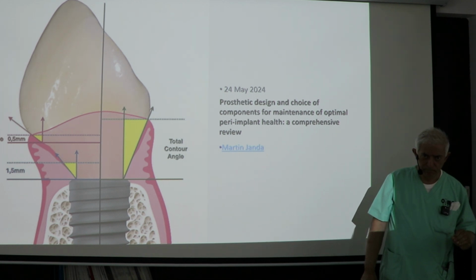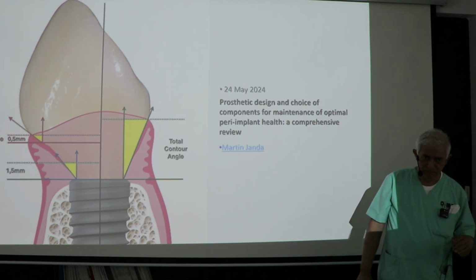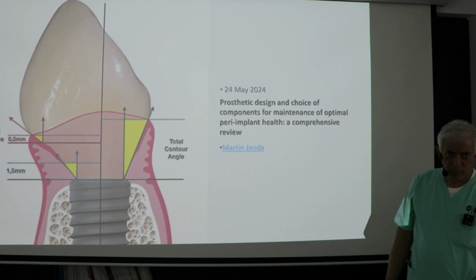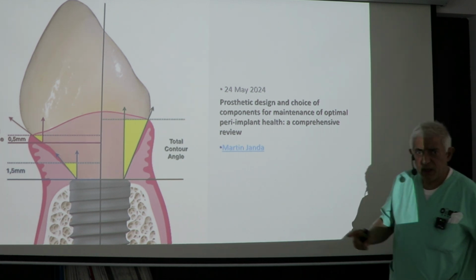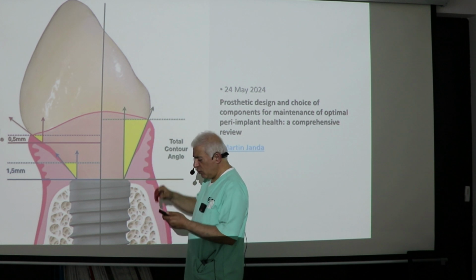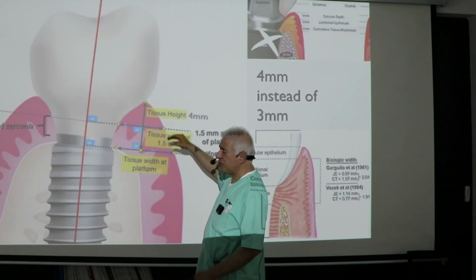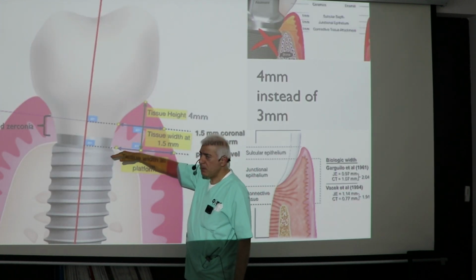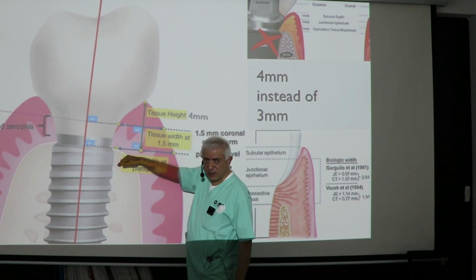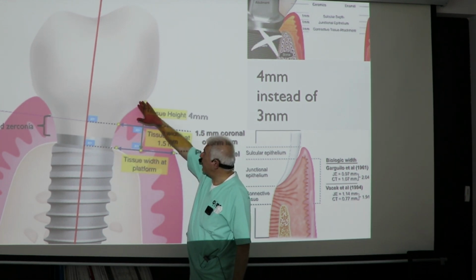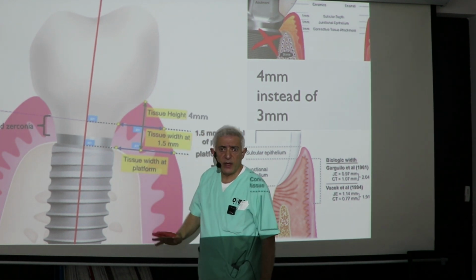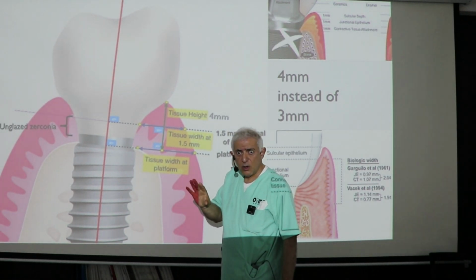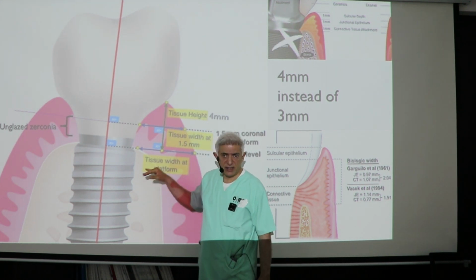Let me finish my sentence. Now, here we are talking about when restoration time, not surgery time. No, but let me explain. Surgery time, when you are planning the surgery, minimum 4, maximum 5 millimeter. So if your gum is here, you don't care where the bone is. Wherever the bone is, you go 4 millimeter and you place your implant.